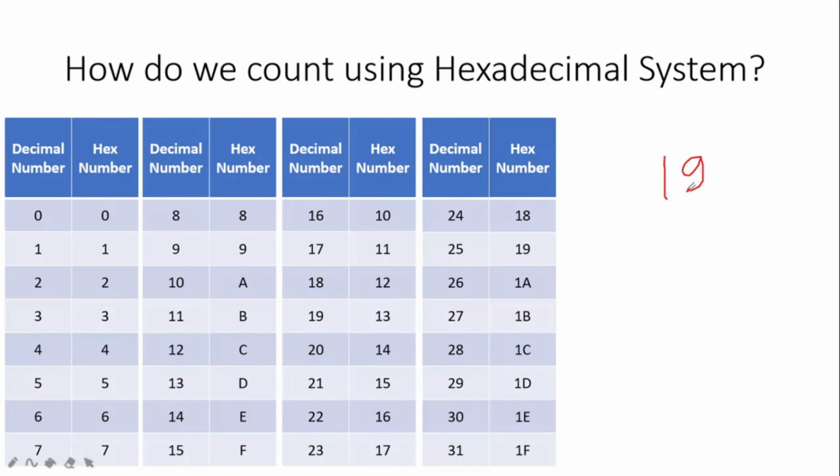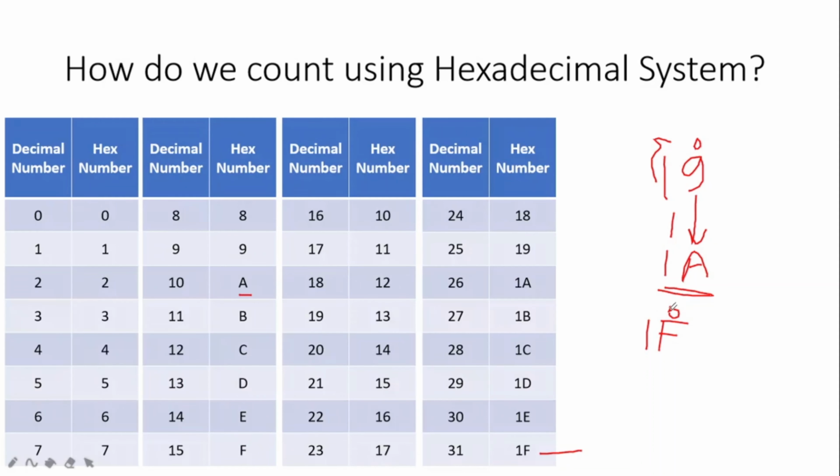To find the next count after 19, 9 is at the unit position, or 0th position. So first of all, find out what comes after 9 in the hexadecimal system. A, right? So write A, and there is no carry for this 1, so 1 will be written as it is. So 1A is the next number, and this goes on like 1B, 1C, 1D, 1E, 1F. Now what after 1F?